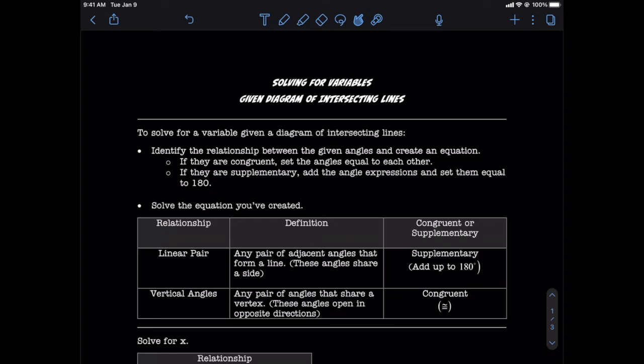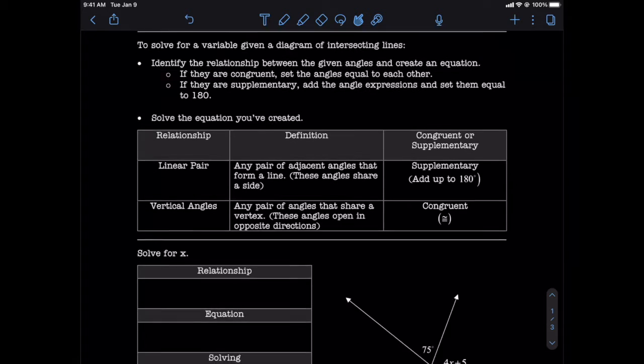Alright, so we have all the information that we need to successfully solve for variables when we have linear pairs and vertical angles. Identify the relationship between the angles and either add them together to equal 180 or set them equal and solve. Let's take a look at a few examples.